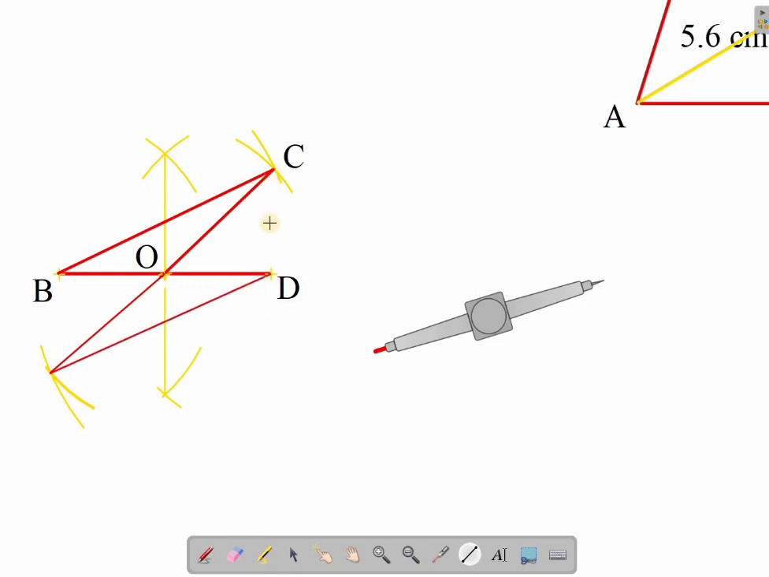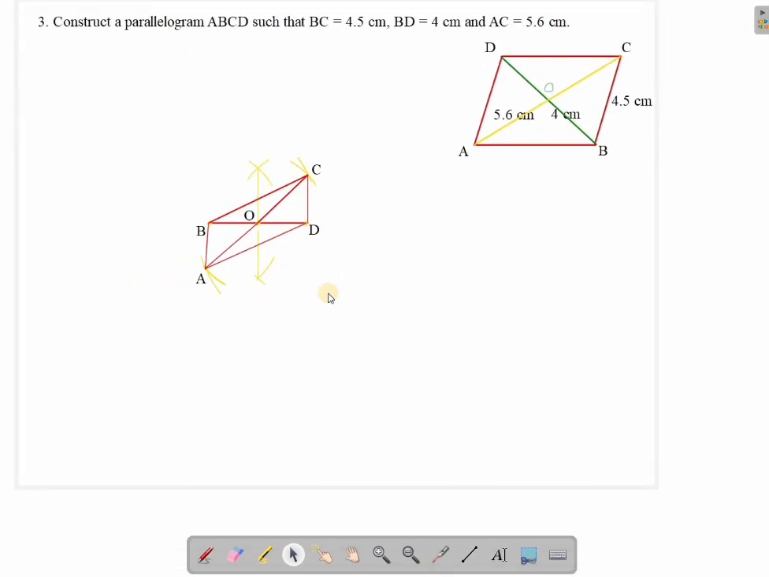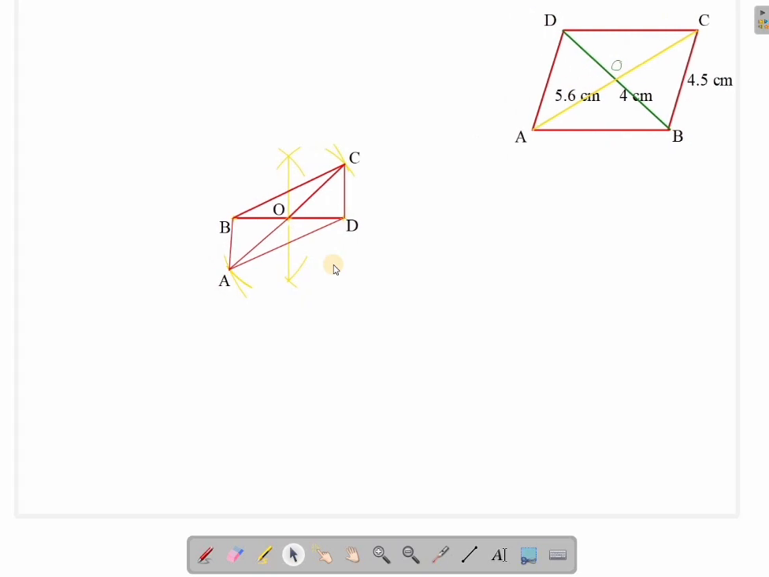So finally we will join these two also. When you join these two, automatically you will get a parallelogram. Okay, so here is your parallelogram. By the way, this point is going to be your point A. So ultimately you will write, hence ABCD is the required parallelogram. So this is how you need to construct a parallelogram when you are given two diagonals.